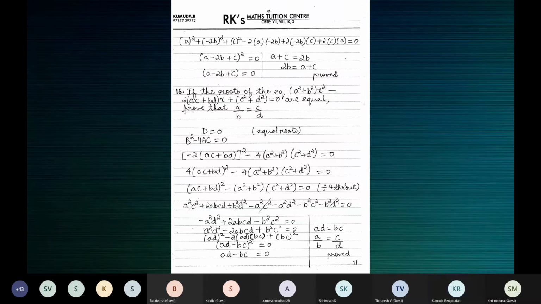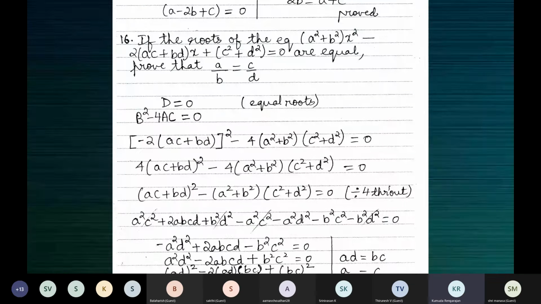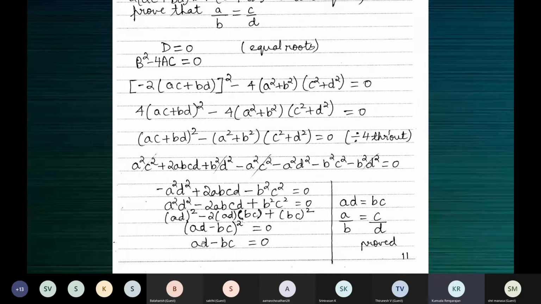Yes, ma'am. Ma'am, I forgot. Where did you put the minus on the right hand side? Okay, 16. The fourth last line. Okay, fourth last line. Yeah, I've changed the signs throughout.